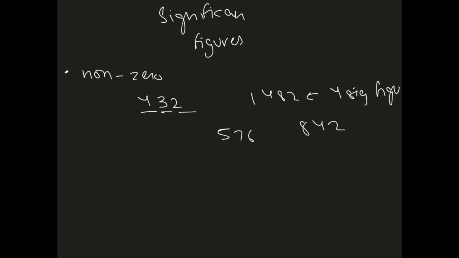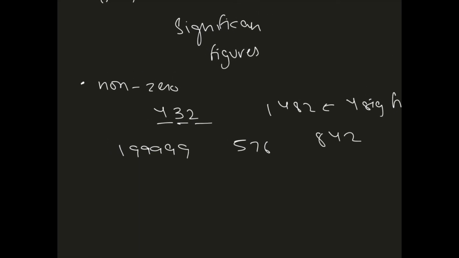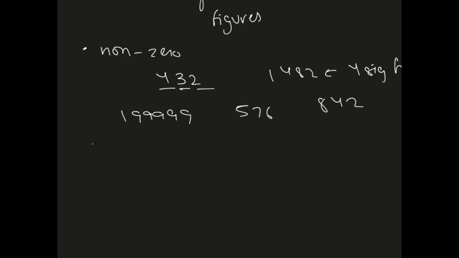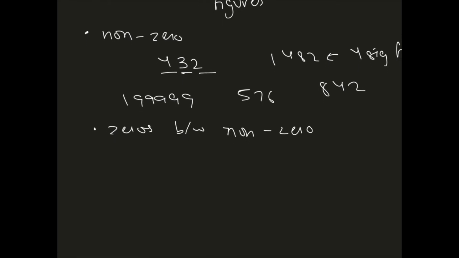576, 842, 199999. So all the non-zero numbers are always significant. Now our next rule is that zeros between non-zero digits are significant. So if we have zeros between non-zeros, they are significant. So if we have 506, then the 0 is also significant. So this is a 3 significant figure number.